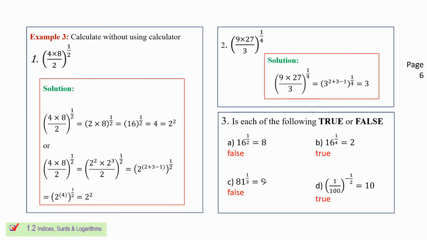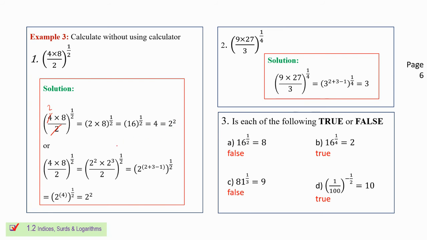And then let us look at question 3. Calculate without using a calculator. Actually, this one is more or less just to let you practice how to simplify numbers without using a calculator. So there are two different ways shown here. The first one is I try to simplify. Simplify here, 2 times 8 actually is 16. 16 to the power of 1 over 2 actually is 4. So if I want to put it in the simplest index form, it is 2 power of 2.